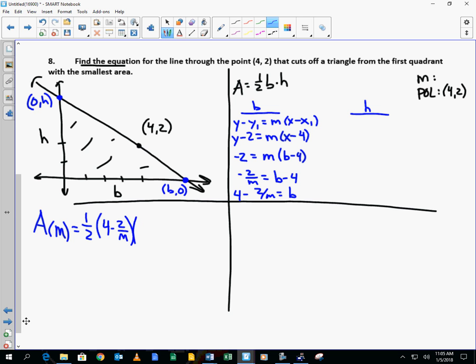Yeah, I'm going to do the same thing for h. And I have the same thing here, y minus 2 equals m times x minus 4. Okay? But instead of plugging in b0, I'm going to plug in 0h. So what goes in for y? So I have h minus 2 is equal to m times negative 4, or h minus 2 is equal to negative 4m. How do I solve for h? And we're just going to add 2, so h is equal to 2 minus 4m.